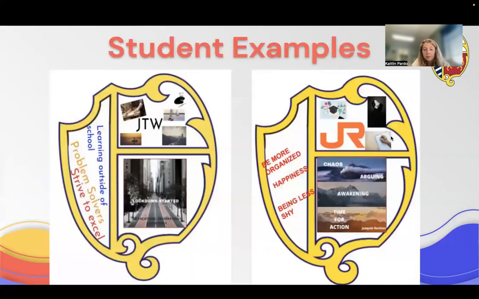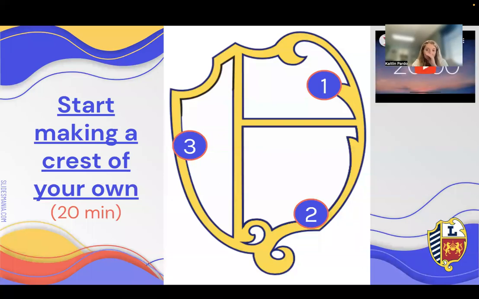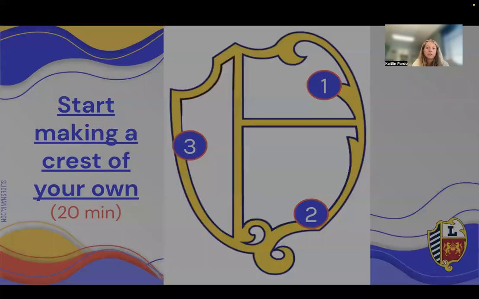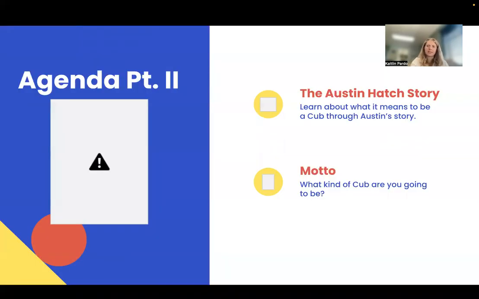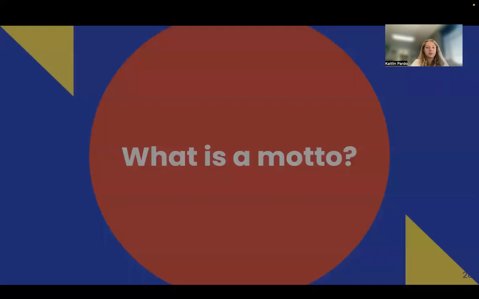Show them some student examples so that they can see it can be done in many different ways. And then give them 20 minutes to work on it on their own. Take a bio break, a little bit longer. Then they're going to go in, and there are 2 other agenda items for the day. They're going to learn about Austin Hatch's story. They're going to write mottos.